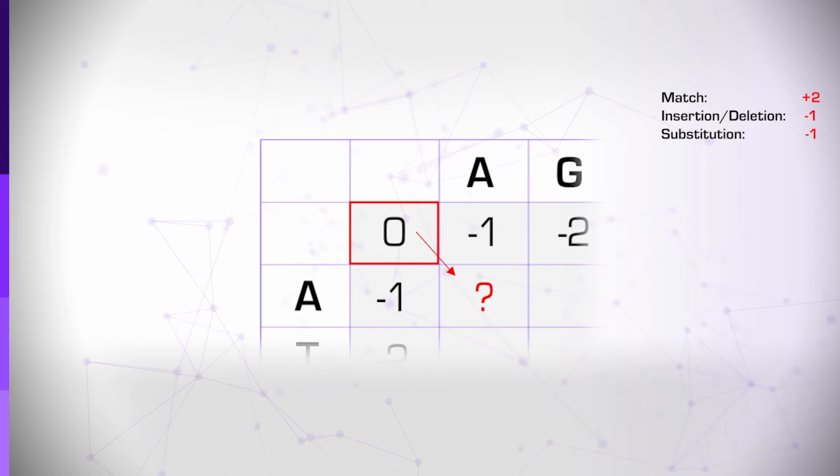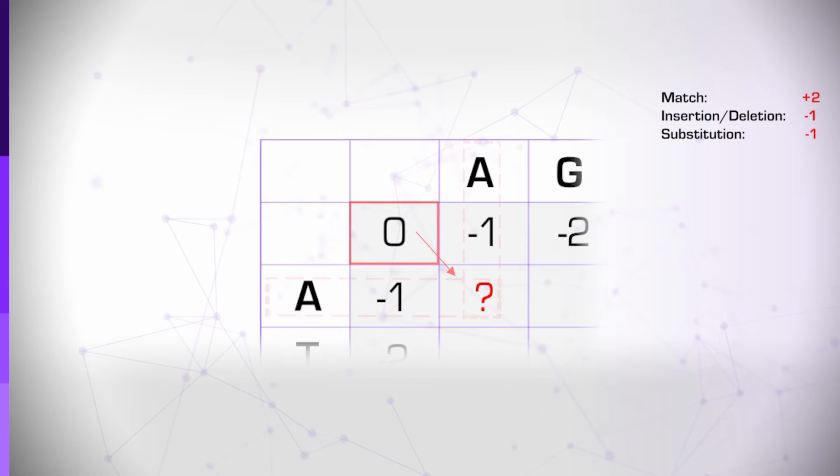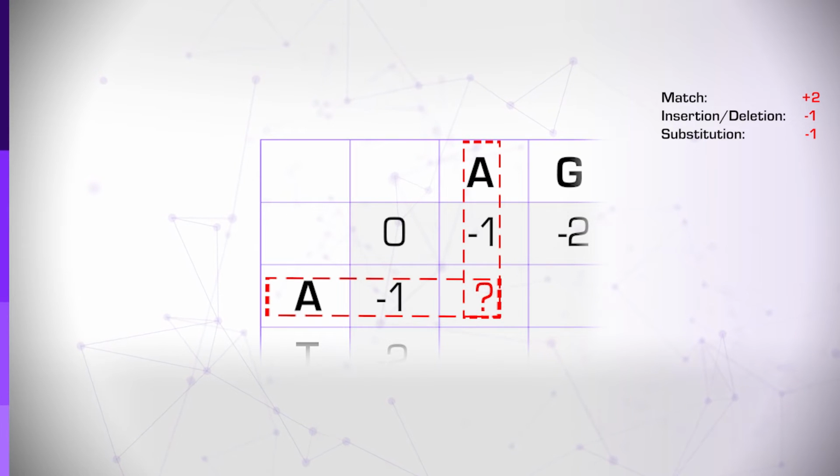If we come from the diagonal, we have to look at the nucleotides that intersect at the cell. In our case, it is A versus A. So we have a match. And we can take the value of the diagonal neighbor and add the value of a match, which in our current scheme is +2.